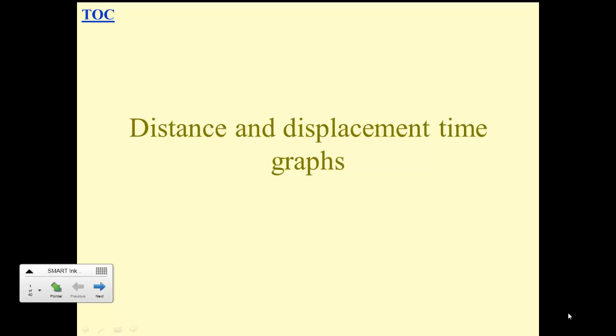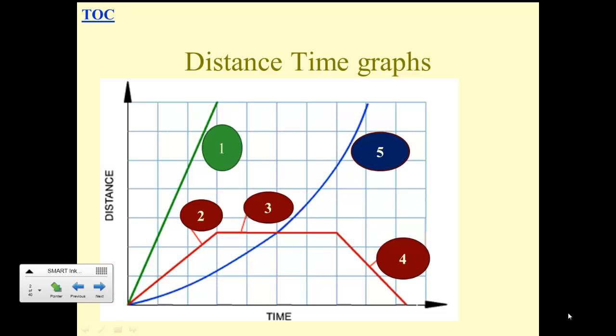We need to look at distance and displacement time graphs. This is a distance time graph. We need to look at these different lines to determine what is going on. One, it travels a large distance in a small amount of time, and it does it in equal size steps.